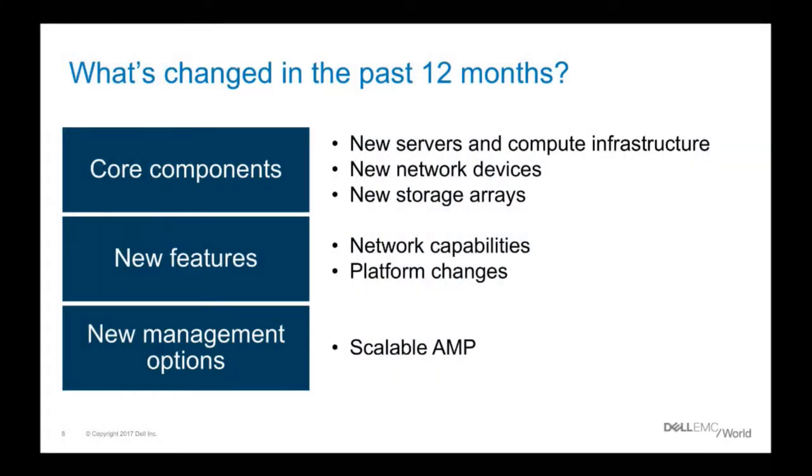Now we're going to talk about the last 12 months of development, and we're going to break that down into three focus areas: core components, where we're going to talk about servers and compute infrastructure, and then the network devices. Those are things that span across all the platforms. Then we're going to talk about storage arrays, which would be unique to platforms. After we finish up on the core components, we're going to step into new features. New features, we'll talk about some of the network capabilities, both hardware and some of the software introductions that we've had. And then we'll round out that section talking about platform changes, the introduction of the new vBlock 350 and changes to the 540. And then we'll step into the management options that we've introduced over the past year, with a focal point around the scalable AMP.